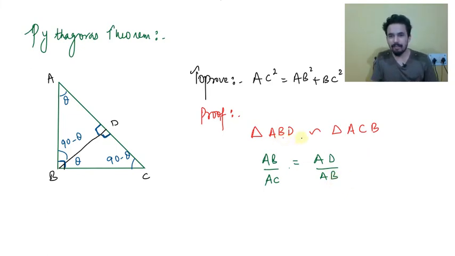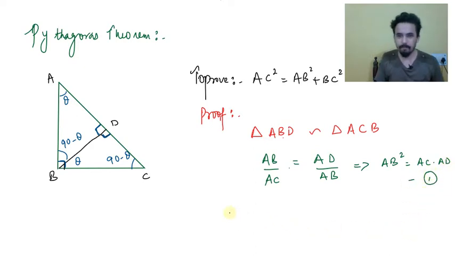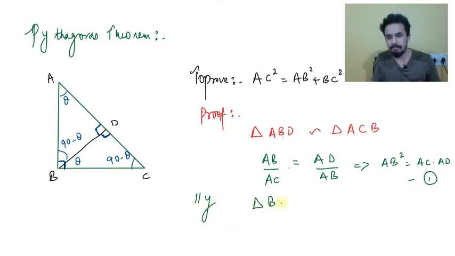You can equate it to BD by CB, but that is of no use, right? So if you equate, you will see that AB square is equal to AC into AD, right? This is the first result that you have got. Let's say this is result number 1. Similarly, let's take the other smaller triangle, triangle BCD. Now in triangle BCD, B is theta. In this bigger triangle, angle A is theta. So in front of B, you are writing A.